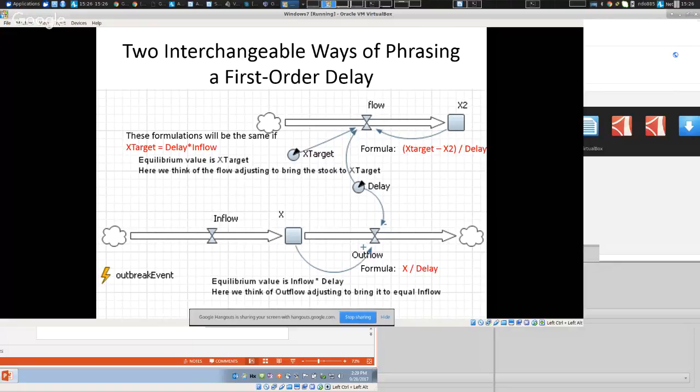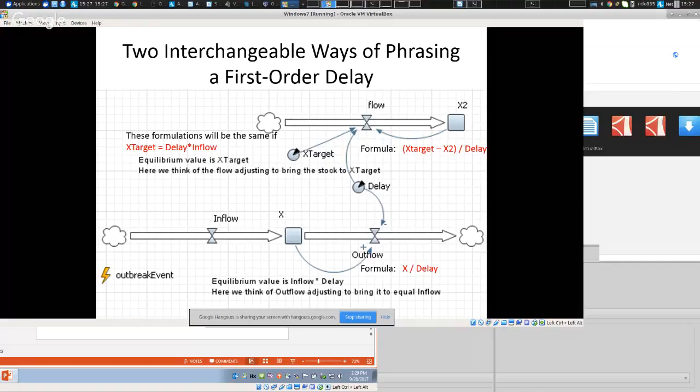Let me phrase this again. Suppose X target is far above the value of X2. What will happen as a result? The stock will grow because X target minus X2 divided by delay, we're assuming delay is positive here, will be a pretty big value. And so there will be what into the stock? Inflow. That's pretty big, and that will raise the value of the stock. By raising the value of the stock, what impact will that have? It will lower the gap between X target and X2, because X2 is now getting bigger.